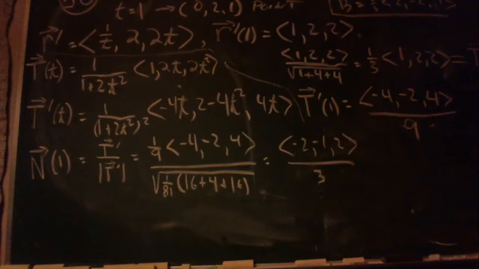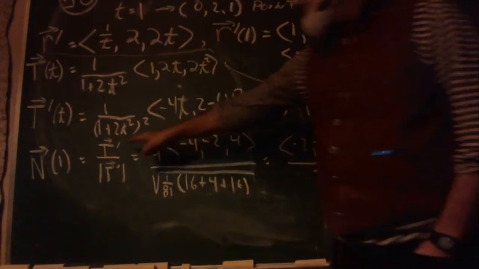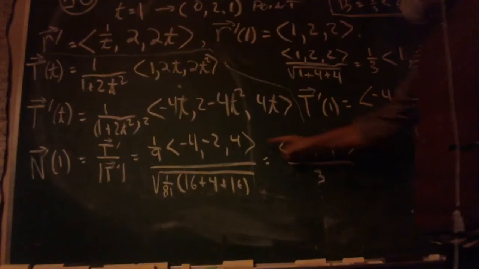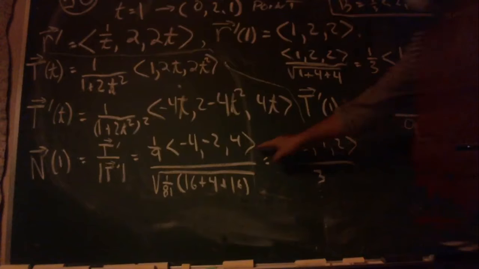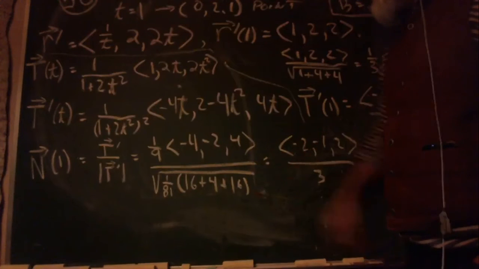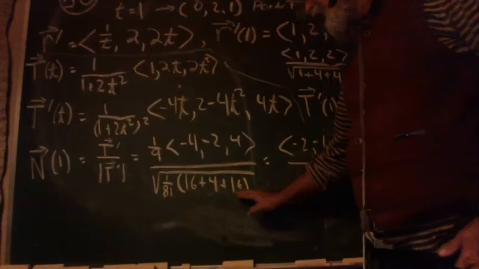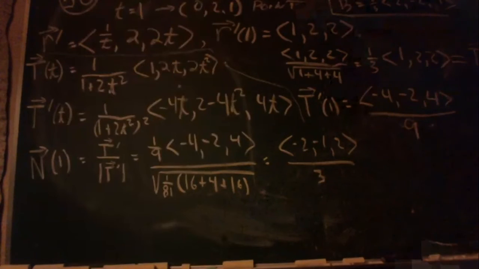And that means we could get N. N is T prime divided by the size of T prime. So here's T prime copied down. That's this thing from over here. Copied it over here again, and then divided by its length. And here's when you know you're living right. 16 plus 4 is 20, plus 16 more is 36. So I got a square inside of the square root. I'm probably doing this problem correctly.